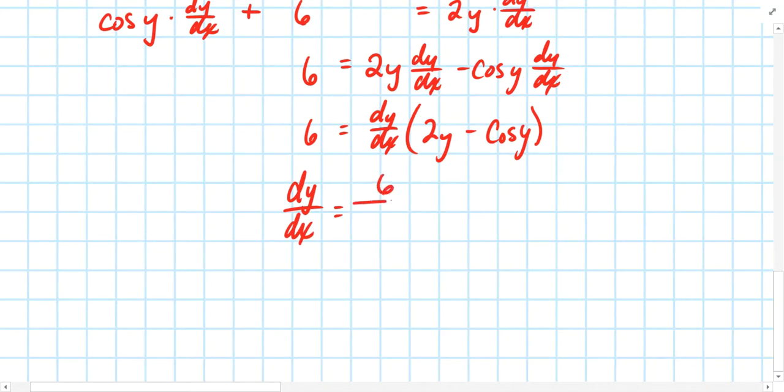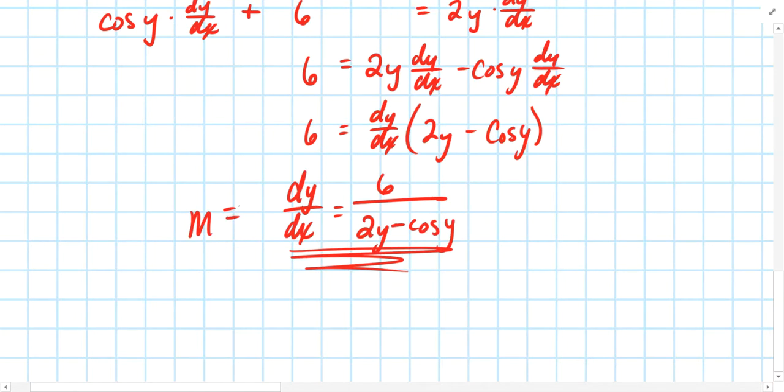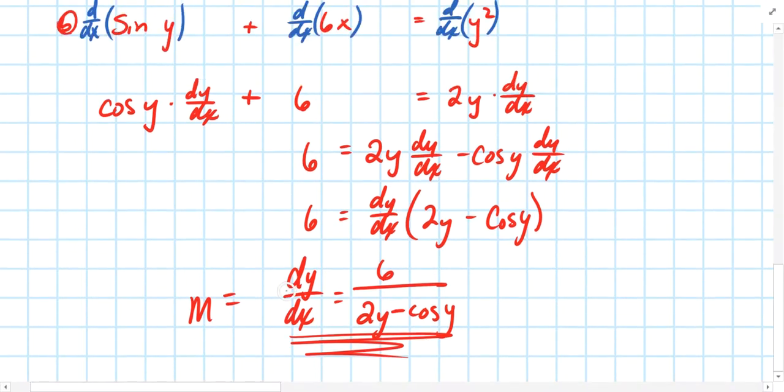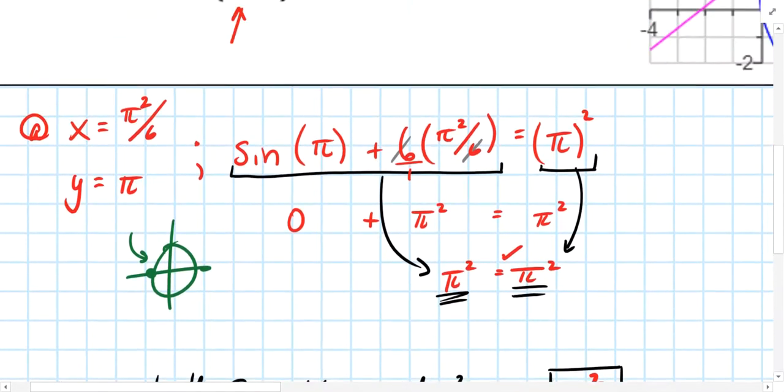And so we have 6 divided by 2y minus cosine y. So there's our derivative rule. This is going to be helpful for us to find our slope. With the slope and a point, we can then generate the linear equation of the tangent line. Now the slope requires only the y variable in the expression. We don't need the x component at all.